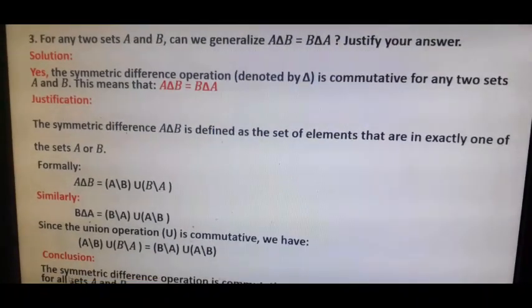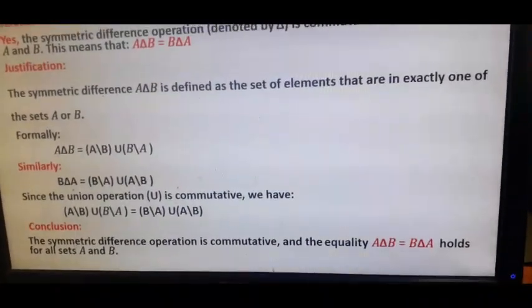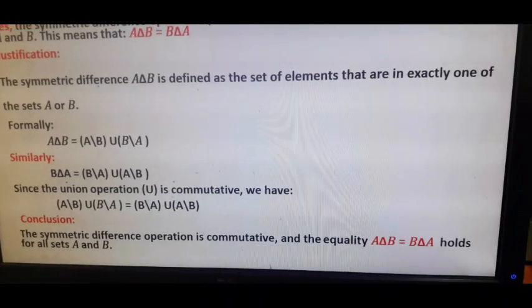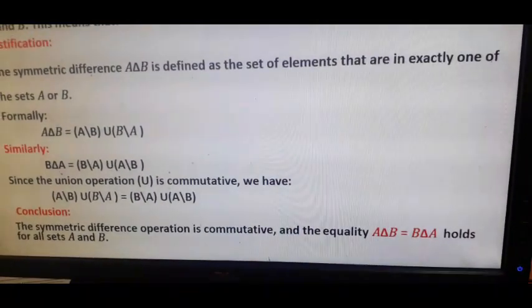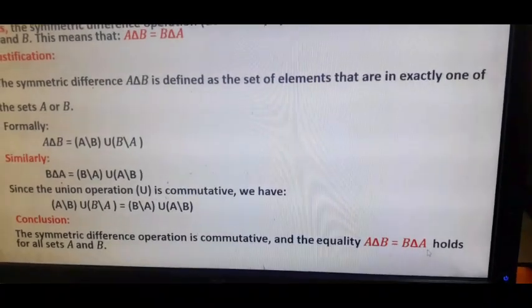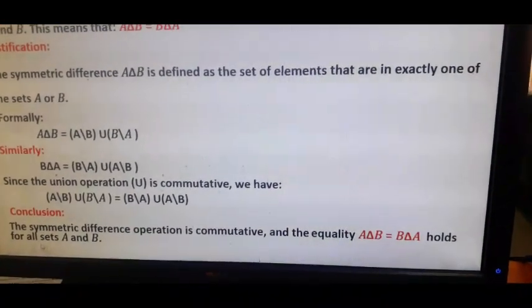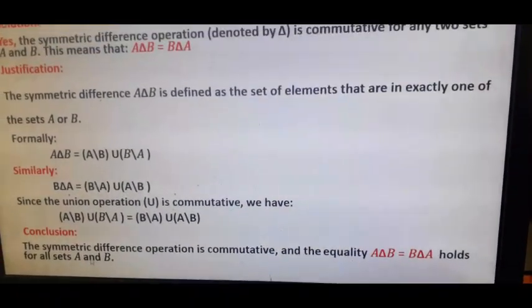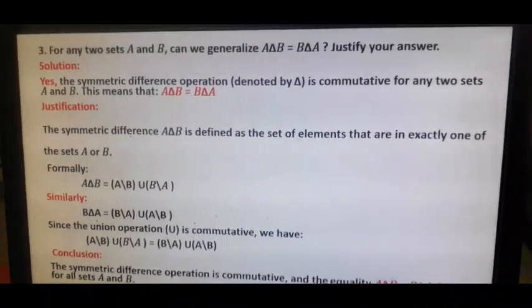By conclusion, the symmetric difference operation is commutative, and the equality A delta B is equals to B delta A holds true for all sets A and B. This is our generalization.